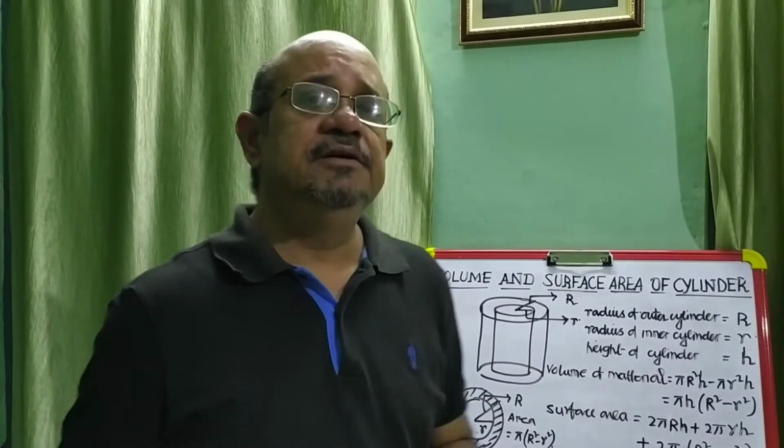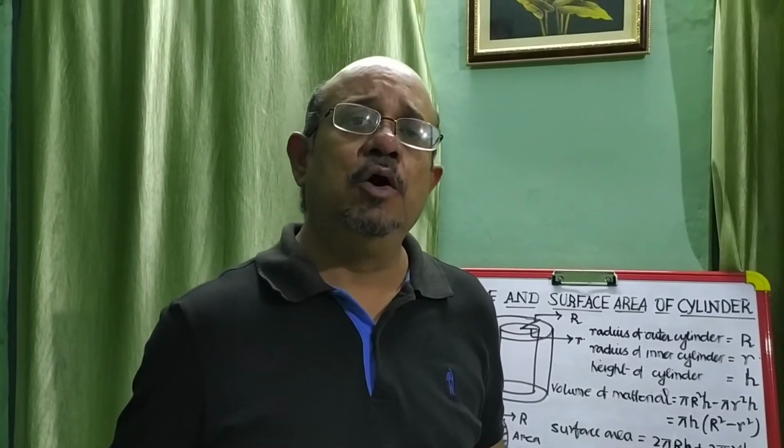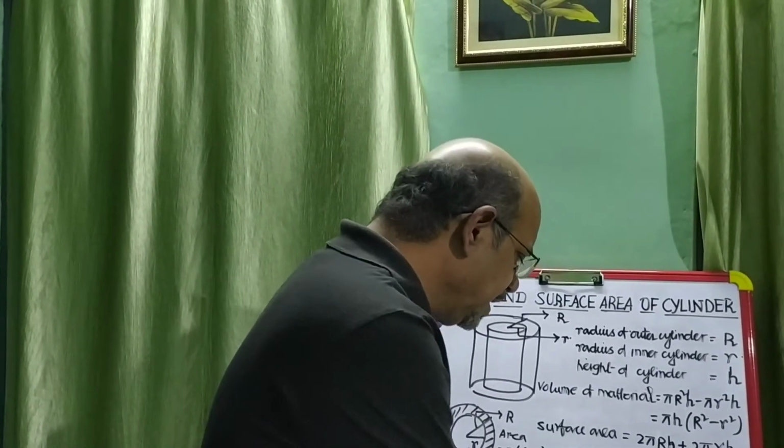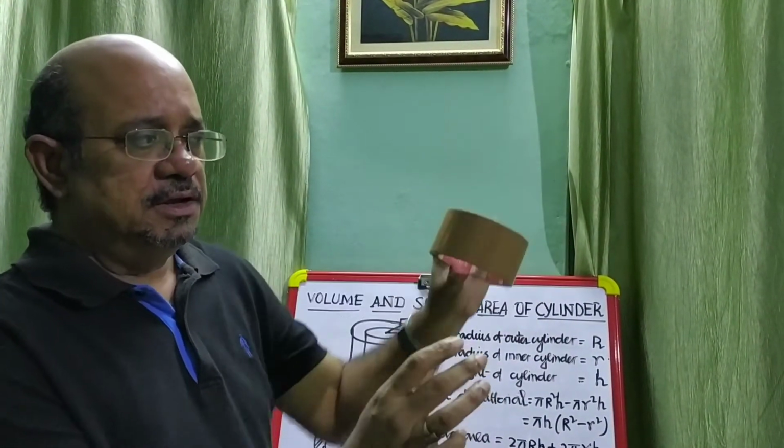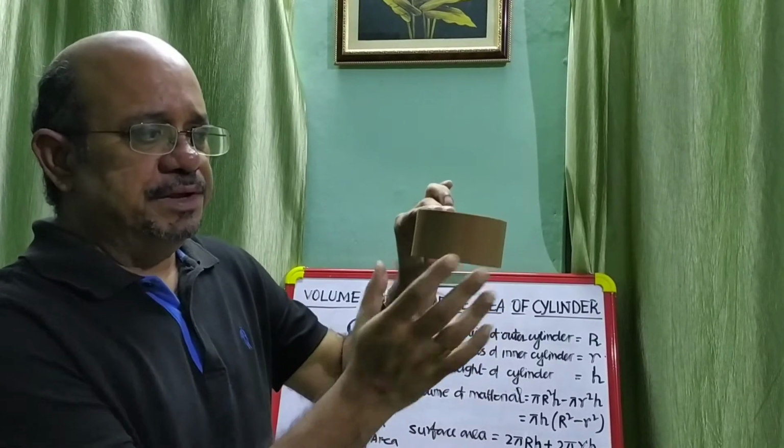Let us now consider the volume and surface area of a hollow cylinder. Here I have an object which you may consider to be a hollow cylinder. Have a look at the shape of this object. You can consider this object to be made up of two different cylinders.